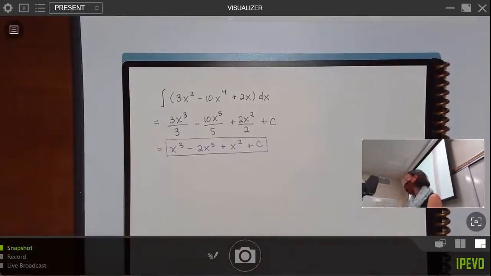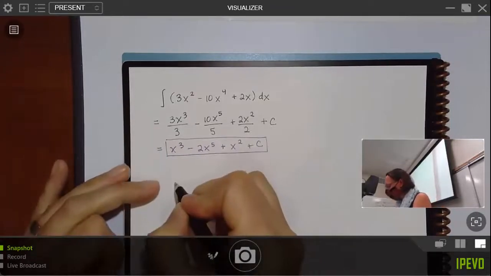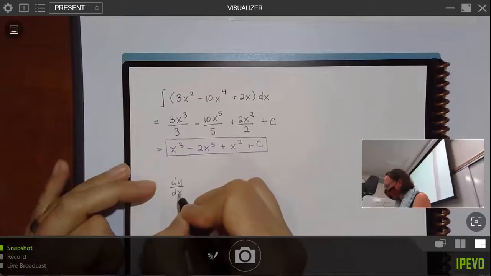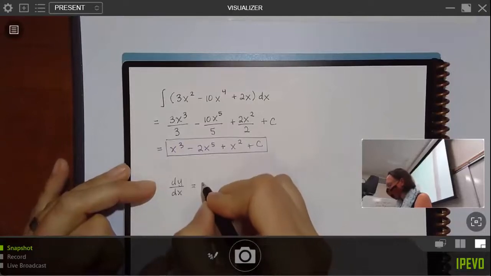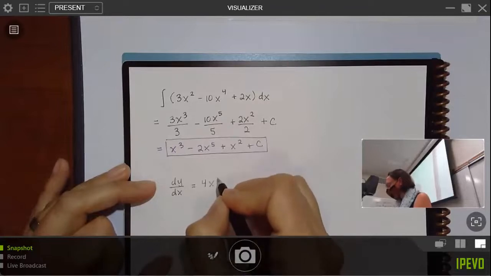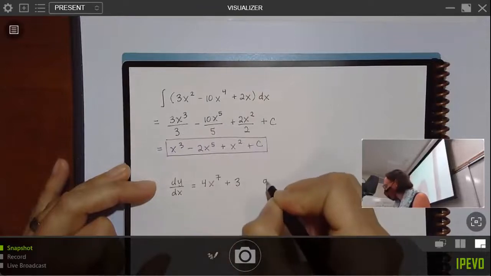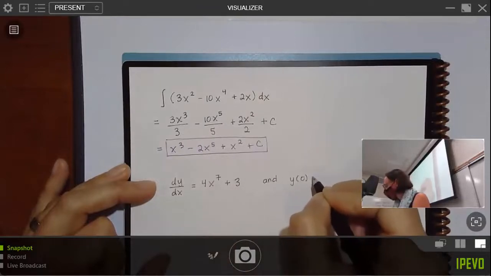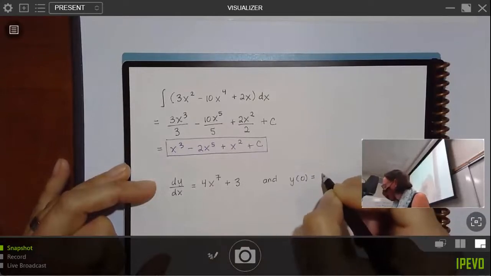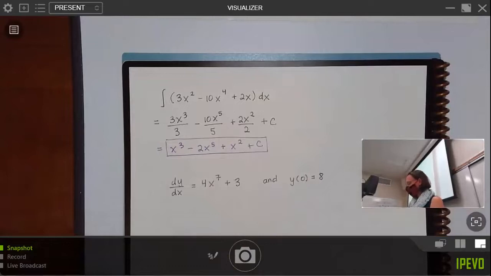So I could write this in a different way, right? If I said something like dy/dx is equal to 4x to the 7th plus 3, and y of 0 is equal to 8, I have now actually given us enough information to figure out what the true function was.